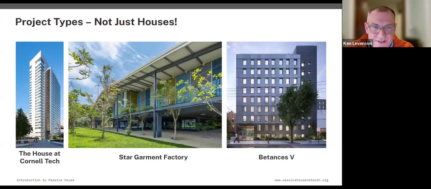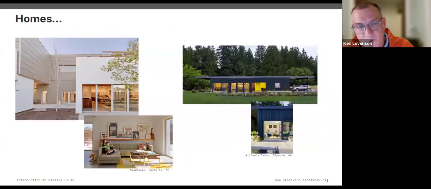So not just houses, this is a garment factory in Sri Lanka that's actually a retrofit, which is one of the more eye-opening projects. There are homes, of course, and I do have some California homes coming up later, but this one's in New Mexico and in Olympia, Washington.